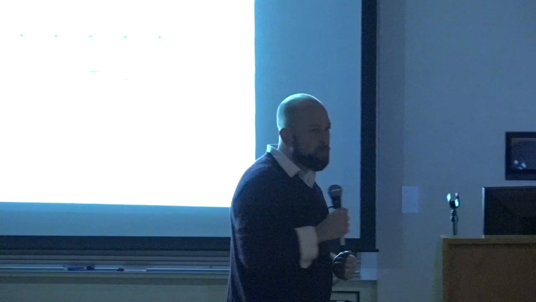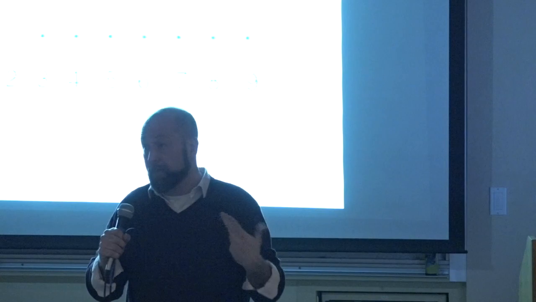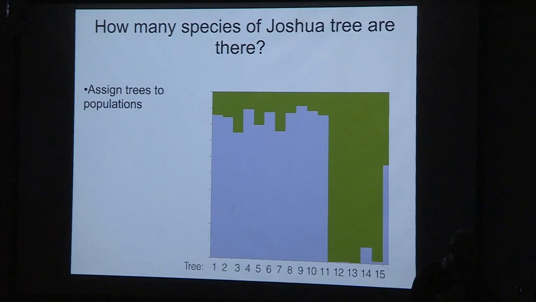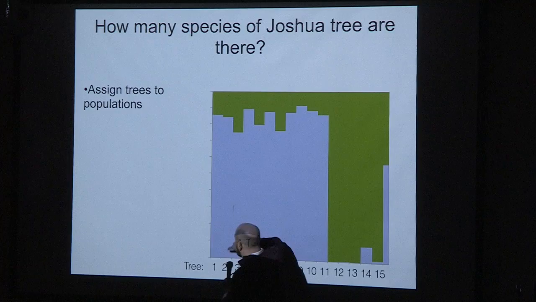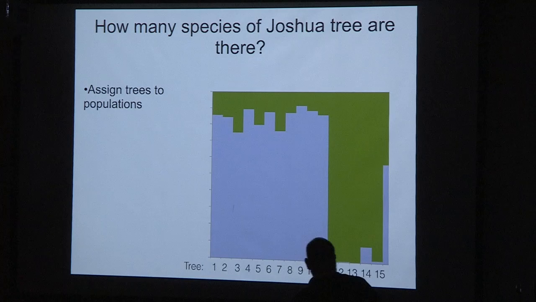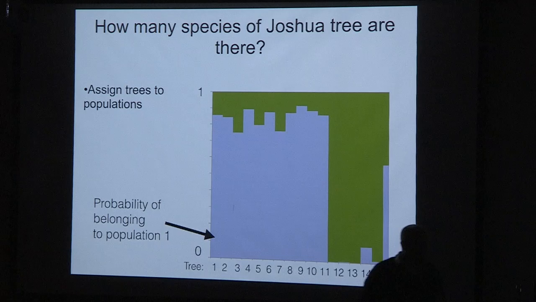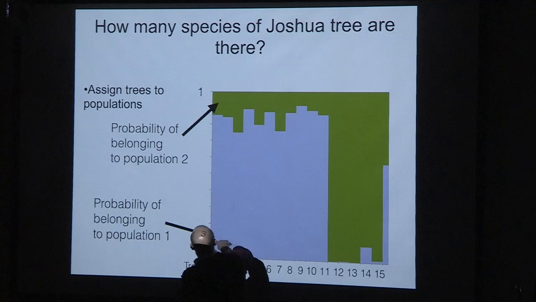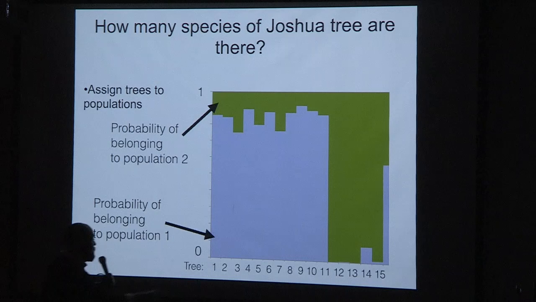The next thing we did was to say, okay, computer, here's data from each of these individual Joshua trees. I want you to take each of them and tell me, do they go in population one or population two? So here's what those data look like, to just orient you to this. Each one of these bars, that's one individual tree. And the height of either blue or green is telling us what is the probability that that tree is either population one in blue, or population two in green. So this particular tree, it has about a 90% chance of belonging to population one. This tree right here, it has about 100% chance of belonging to population two.